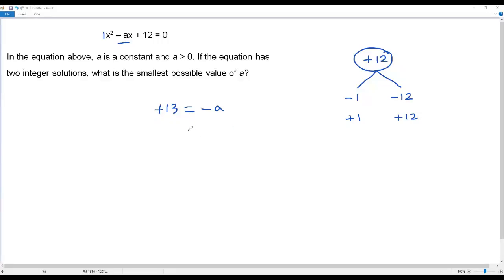For that, what I need to do is multiply both sides of the equation by negative 1, because my aim is to get just a, but here we have negative a. When I multiply positive 13 by negative 1, it will become negative 13. When I multiply this negative a by negative 1, it will become just a.